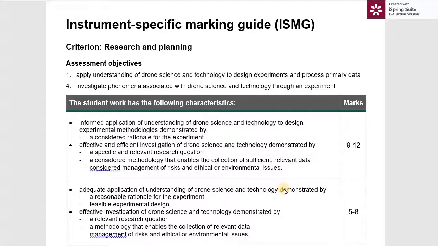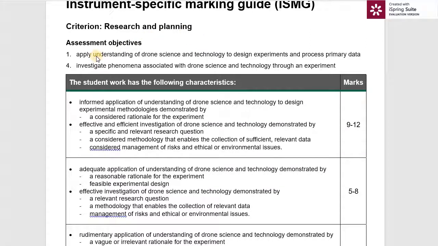The way this is going to be marked is through using an instrument-specific marking guide, or ISMG. And the first criteria is researching and planning. So this will assess how you apply an understanding of drone science and technology to design your experiment and process primary data, as well as investigate phenomena associated with drone science and technology through an experiment.